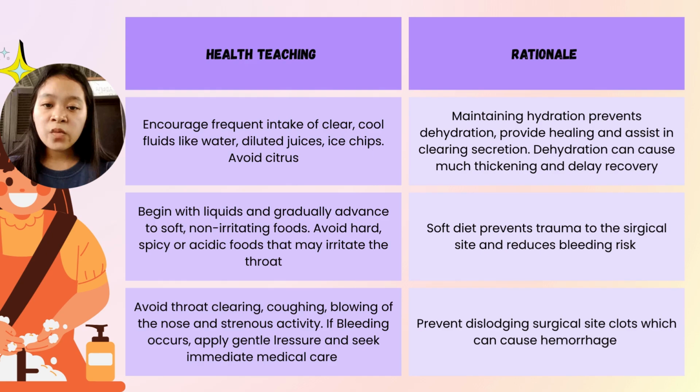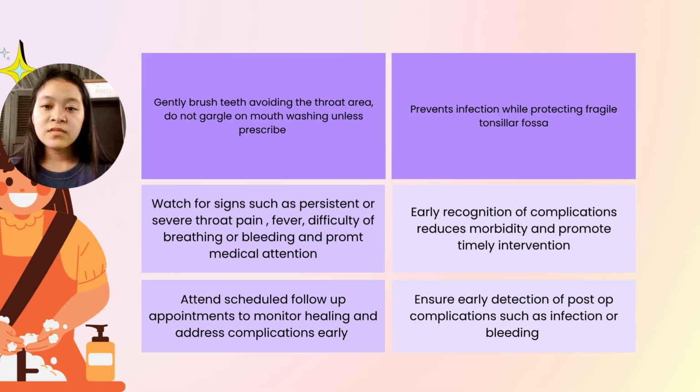We should also tell our patient to start their diet from liquid, advancing to soft, and to ensure that their foods are non-irritating, not spicy or acidic, because these are irritants to the throat. A soft diet prevents trauma to the surgical site and reduces the bleeding risk. We should also emphasize that they avoid throat clearing, coughing, blowing of nose, or any strenuous activities so that we can prevent dislodging surgical site clots, which can cause hemorrhage.